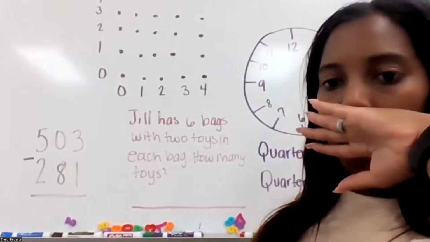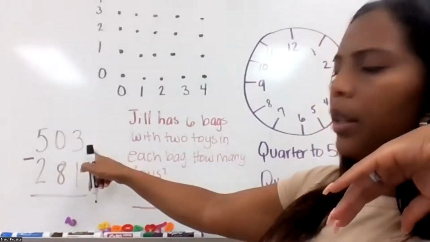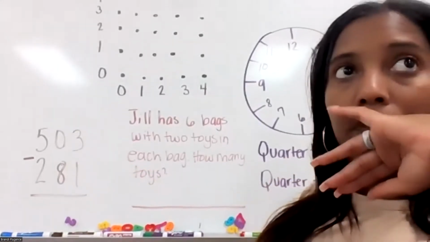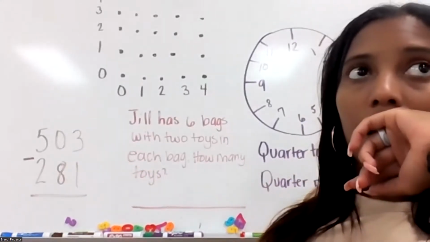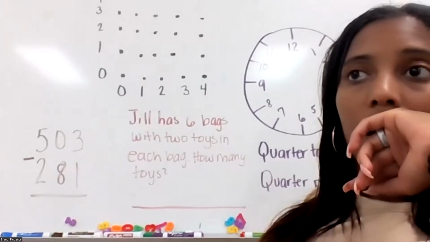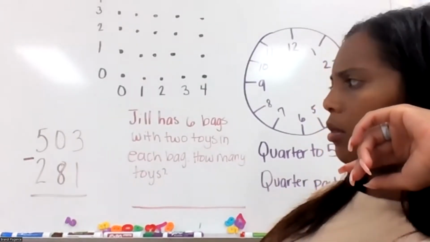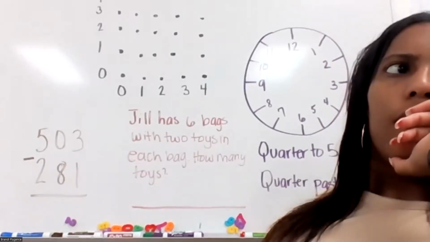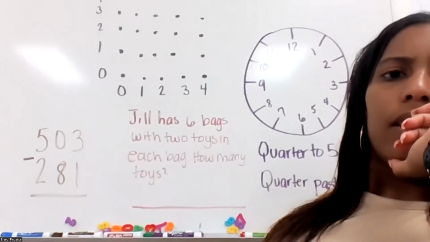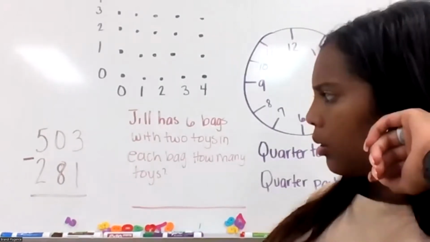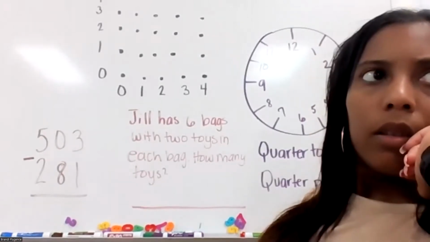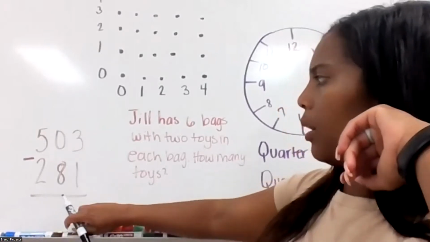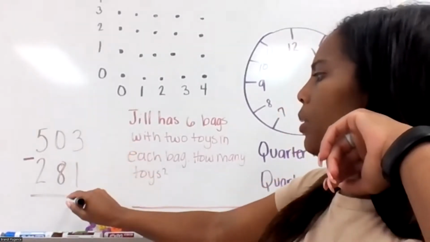0 minus 8 equals... We didn't start here. You can't put a 1 to make 13. You have 3 minus 1 equals 2. Okay, so we start in the back. 3 minus 1 is 2.